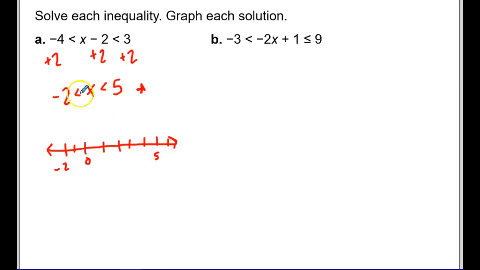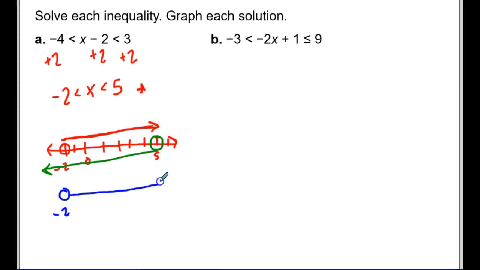So here I see I have an open circle on my -2, and x is greater than that, so I'm going to be shading this direction. Okay. So then I also see I have an open circle on 5, and I'm shading this direction. The place where my graph overlaps is from -2, and then I'm shading to an open circle on 5. So this is what my final graph would look like on that number line.